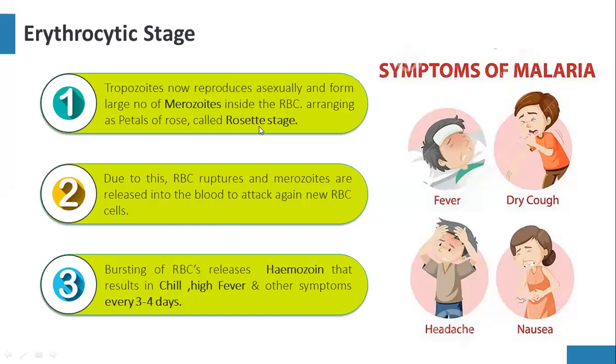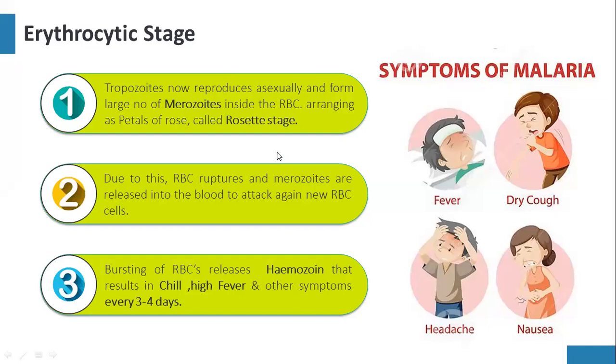Merozoites will increase in large number, hence it's called the rosette stage on the RBCs. Now these merozoites will kill the RBC, burst it and come out. Bursting of RBC releases hemozoin. Looking at hemozoin, our body will start giving the symptoms to kill the pathogen.